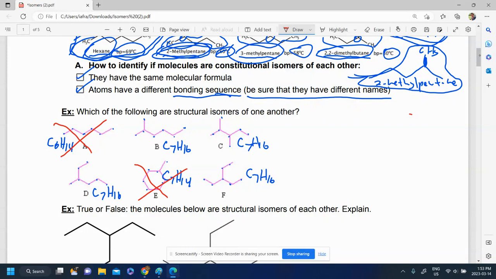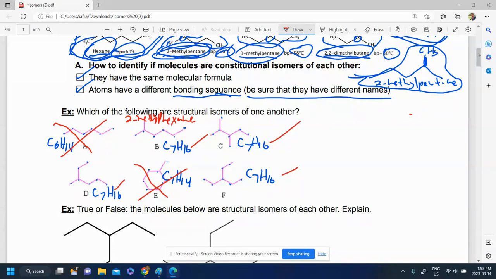So really now in the running, we have B, C, F, and D. I just want to make sure these are all actually different structural isomers of each other. Like they have the same molecular formula. And I just make sure they're actually different molecules by going to name them. So for example, here I have 1, 2, 3, 4, 5, 6, 2-methylhexane.